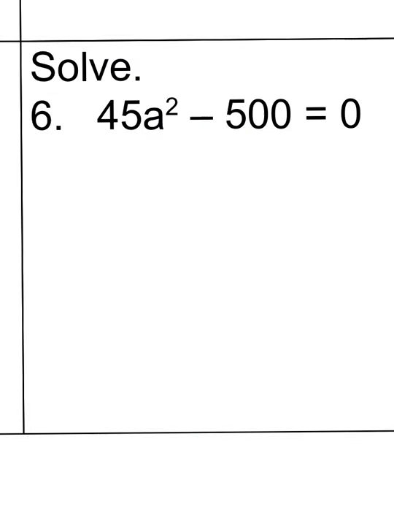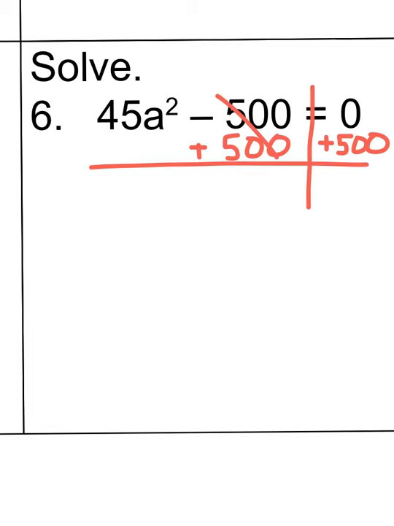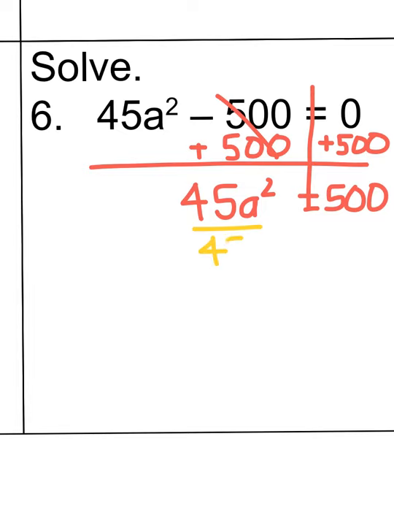The final problem of the notes. Let's solve this by doing the opposite to each side of the equation. So we'll add 500 to both sides. This will cancel out, and so we'll have 45a squared equals 500. We'll divide by 45 in order to have a 1 here. So we have 1a squared equals 100 over 9.